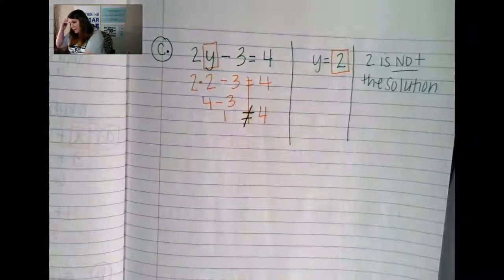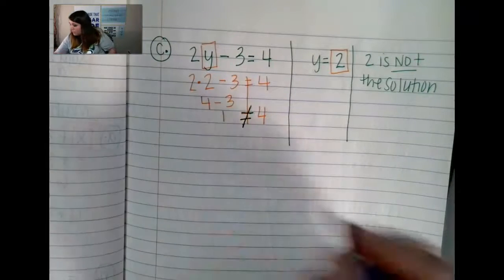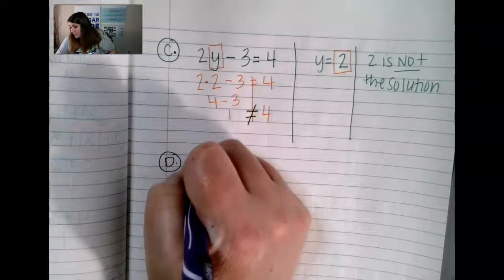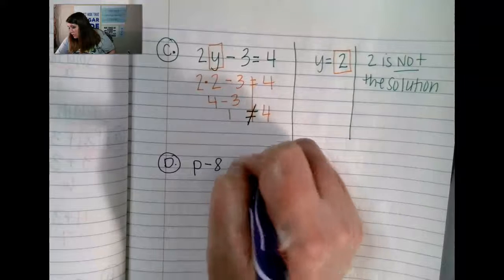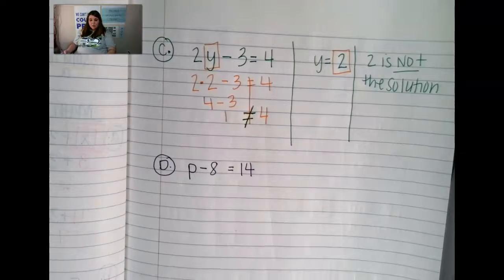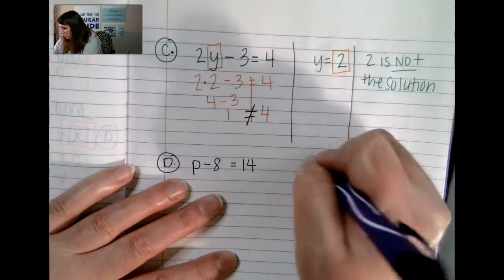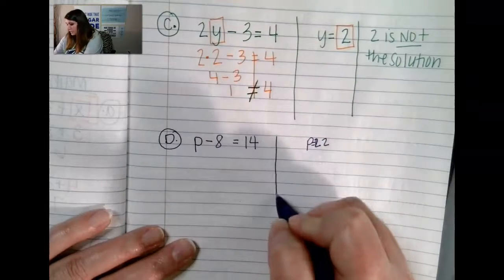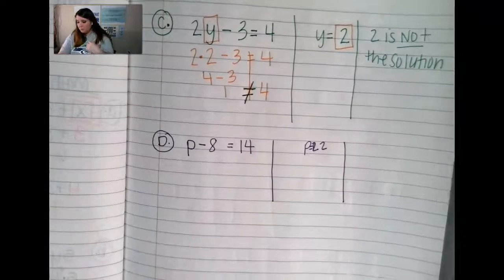Okay, let's try another one. Our next problem that we're going to look at is problem letter D. This problem says P minus 8 equals 14. And they say that P equals 22. So when P equals 22, is it a solution? So we're going to check to see, is 22 a solution for P?